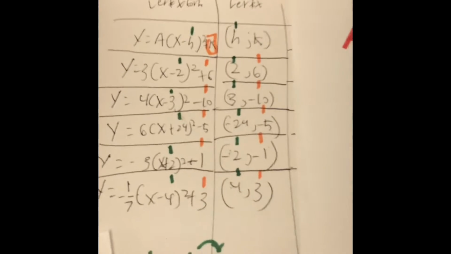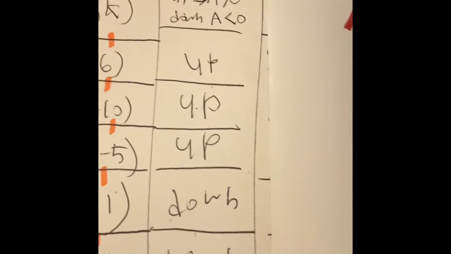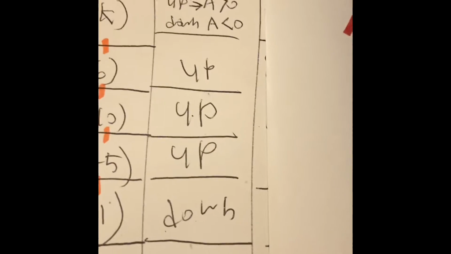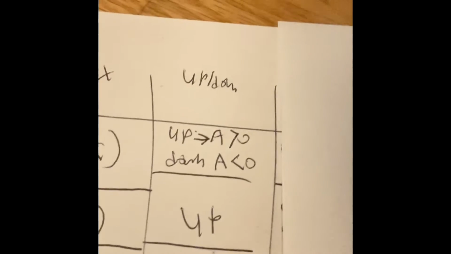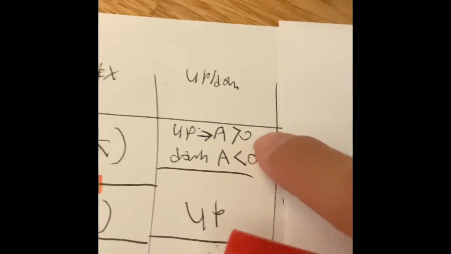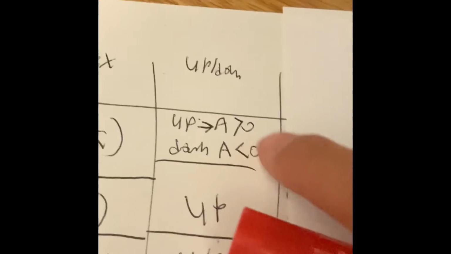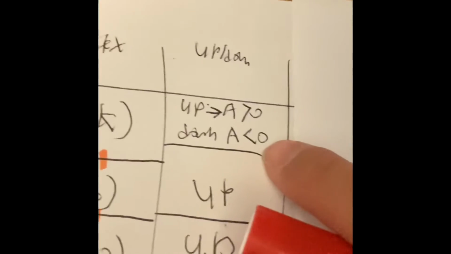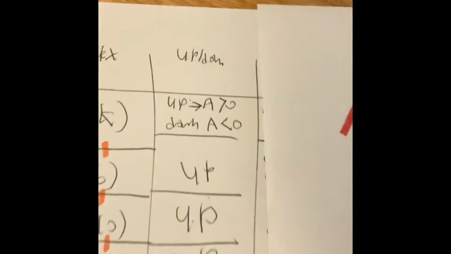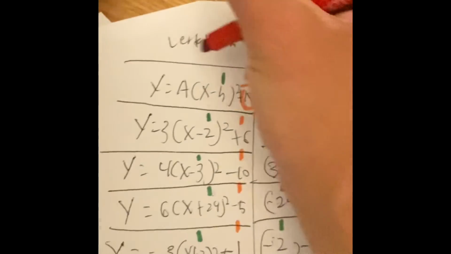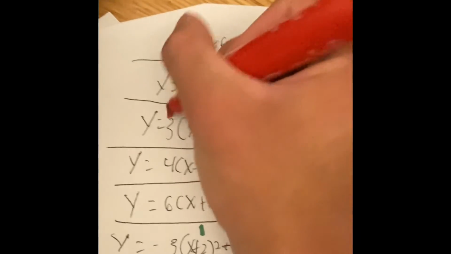Let's see the second reveal. The second one is understanding if it's up or down. And this one's a little bit easier to identify than the vertex, because when you have a value of a that's bigger than 0, you always have a parabola that wants to open up. If you have a value that's less than 0, you're going to have a parabola that's facing down or opens down. So when we do that, we want to look at our a value.